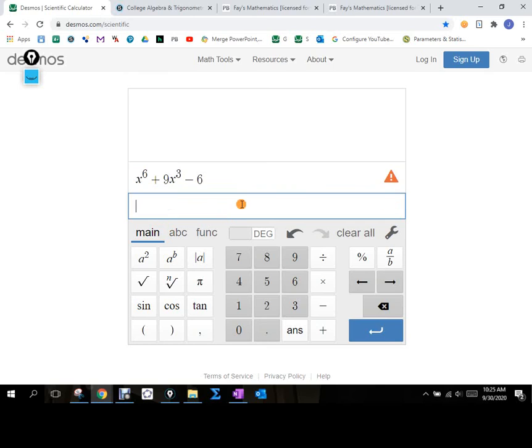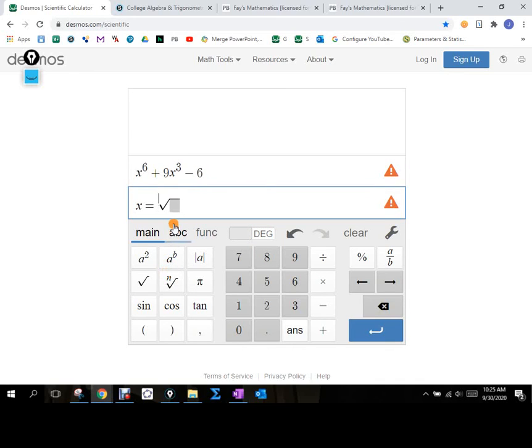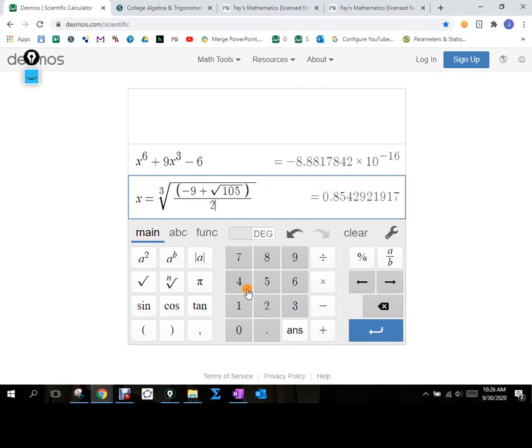Okay, and now I'm going to let x equal, okay. Now, this calculator doesn't have, I don't think, a cube root key or anything like that, but it does have this function if you want to use it, where I can put a 3 out here as my index. And then on the inside, what do we have? Negative 9 plus the square root of 105, all over 2. Okay.